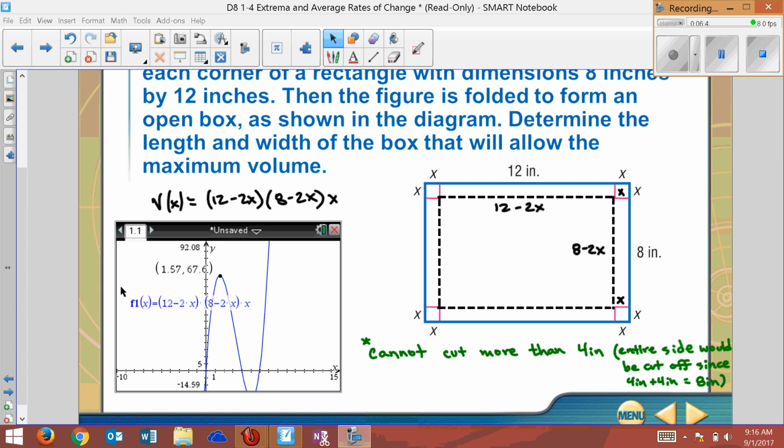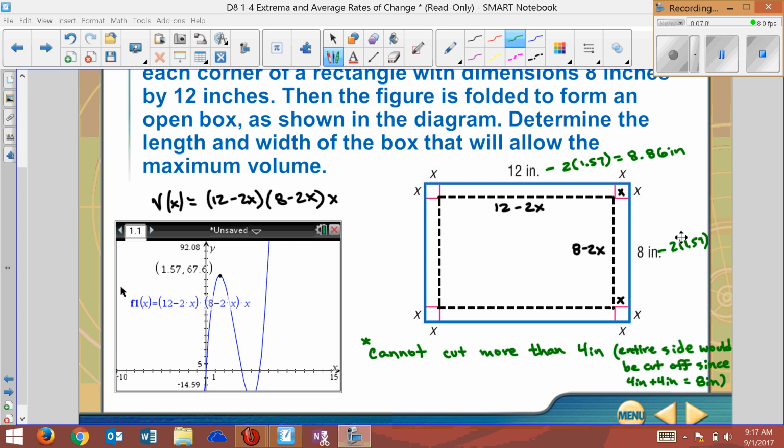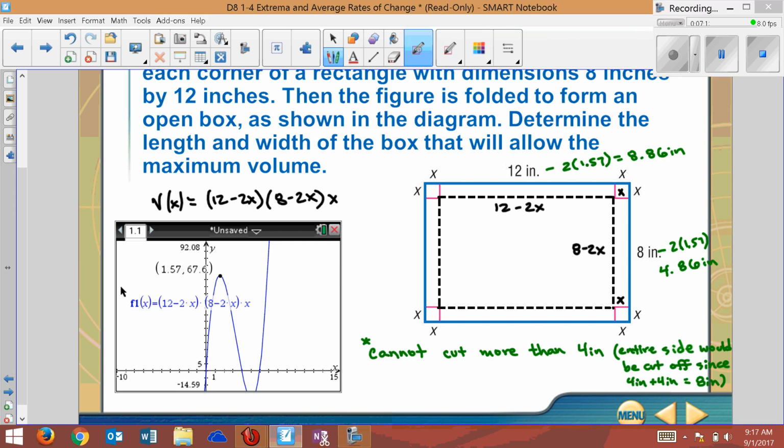If I want to find out what the side length is, I would just subtract it. So it'd be 12 minus 2 times 1.57, which would give us a value of 8.86 inches. And then here, I do the same thing. I subtract 2 times 1.57, and that should equal 4.86 inches. And that would be our solutions there.